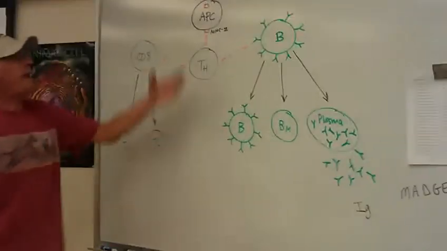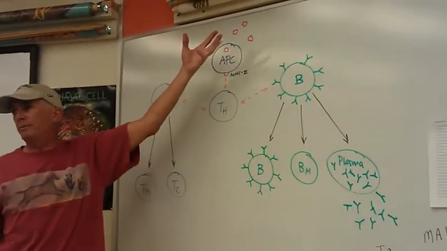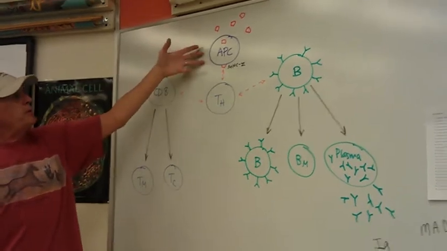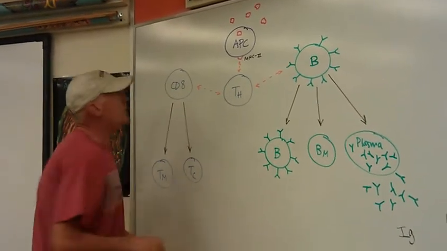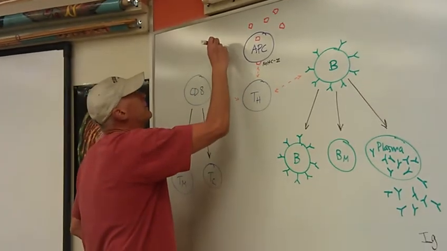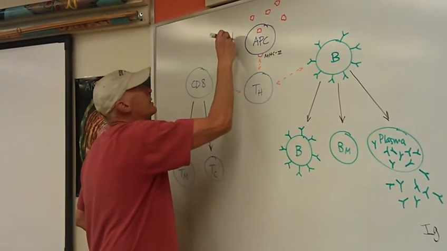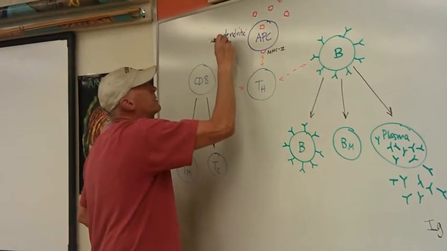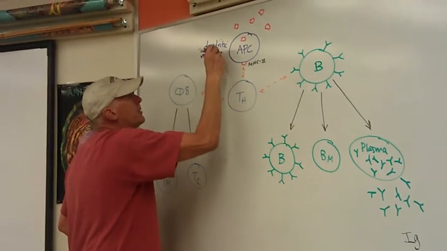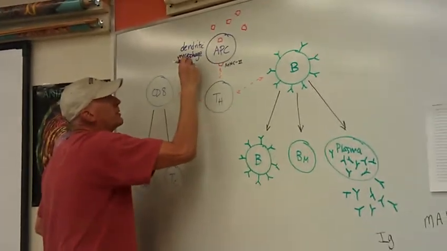You are recording. Antigens come into your body. Antigens are detected by APCs, who devour them. What are APCs? What are some APCs? Dendritic cells, macrophages, and B cells.